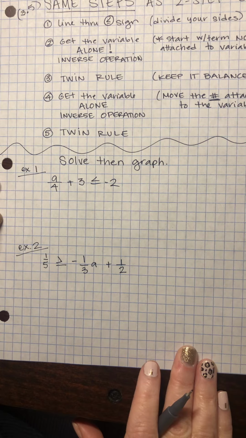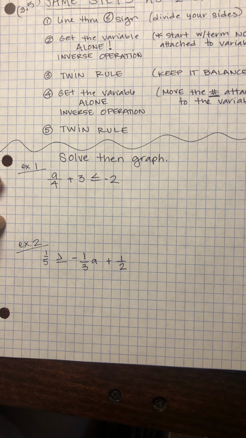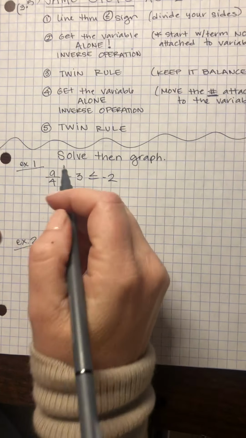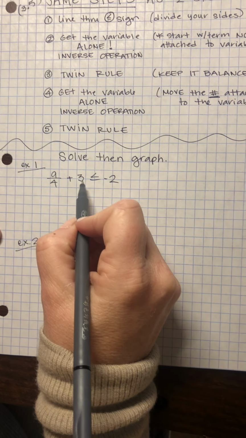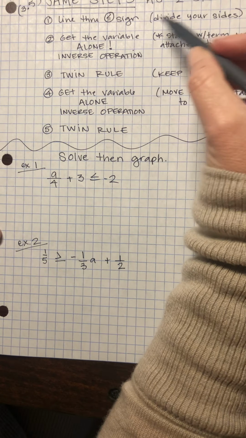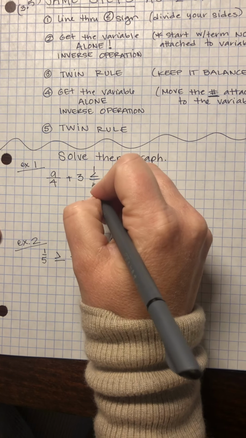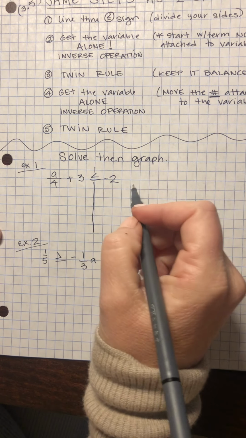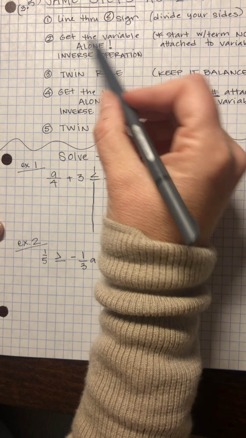So our first example. I have a over 4 plus 3 is less than or equal to -2. So I go through my steps. Step 1, divide my sides. I'm going to draw my line because I like that. That helps me stay organized. Step 2, get the variable alone.